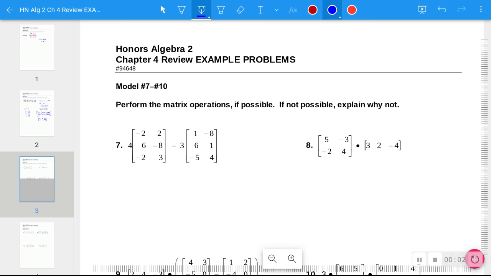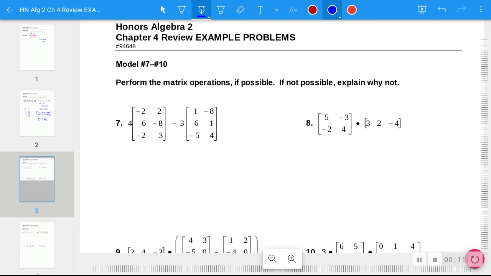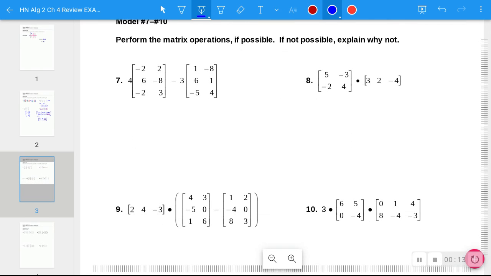Okay, we're continuing the Chapter 4 review for Honors Algebra 2 and picking up on models for 7, 8, 9, and 10. What we're supposed to do in this one is subtract, but if you look closely on number 7, there's also an instance of multiplying by a scalar. Now, multiplication takes priority, so I'm going to multiply the first matrix by 4, and you're going to see all of the numbers in the matrix multiplied by 4.